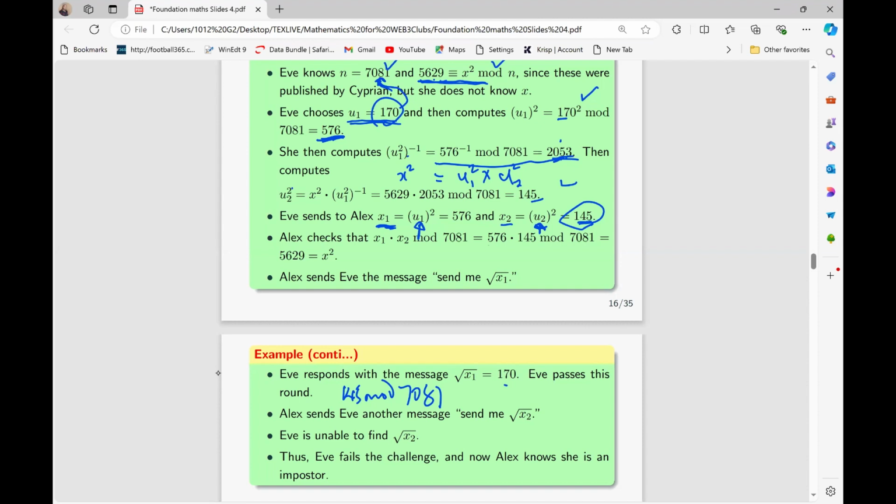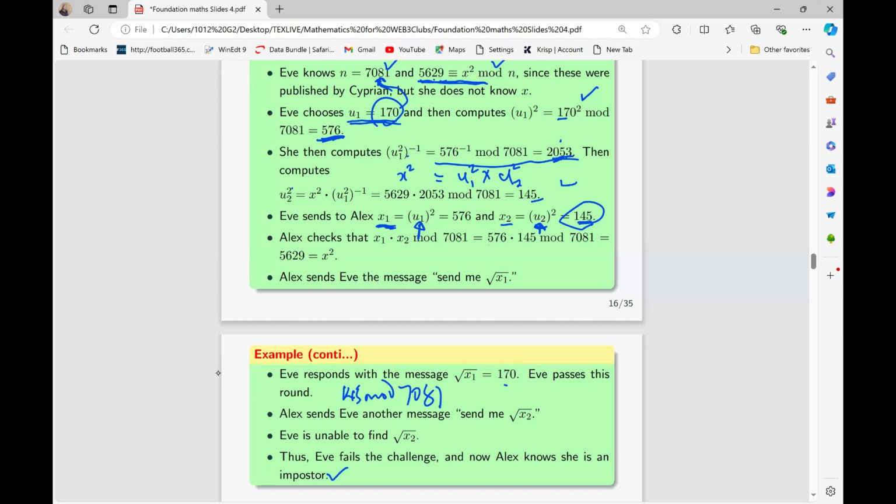So you see, if Alex decides to ask for x1, she scores. If he stops there, she will have scored. But if he continues and asks for x2, she will not score. She will fail. And so when she fails, Alex is able to know that this was an imposter. I hope you've seen why she cannot get the square root of x2.